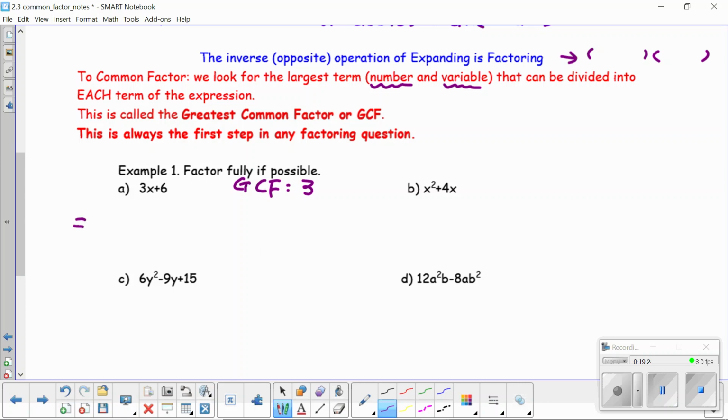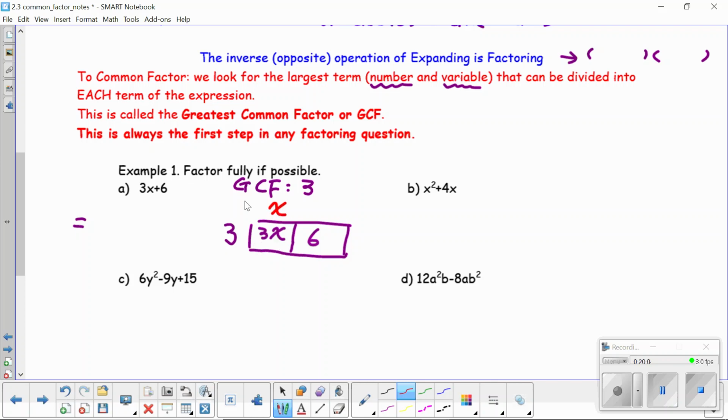Then you could draw a box to help you. So 3x and 6, and we have the greatest common factor 3. We could put it at one side. Then for the other side, we are going to do the division. This is the area of this box, and one side is 3. For the other side, 3x divided by 3 gives you x. So 3 times x gives you 3x.